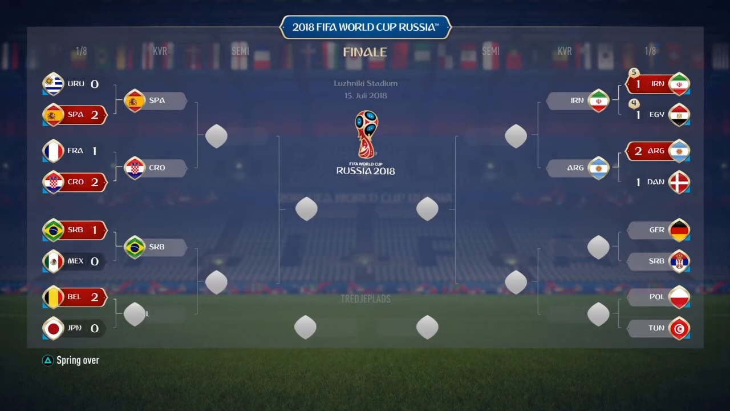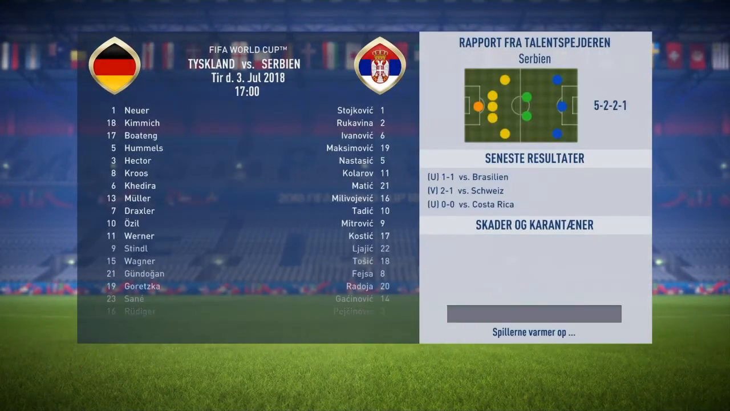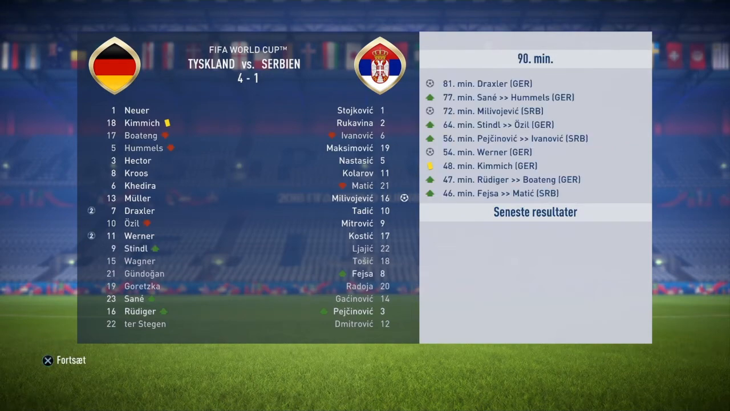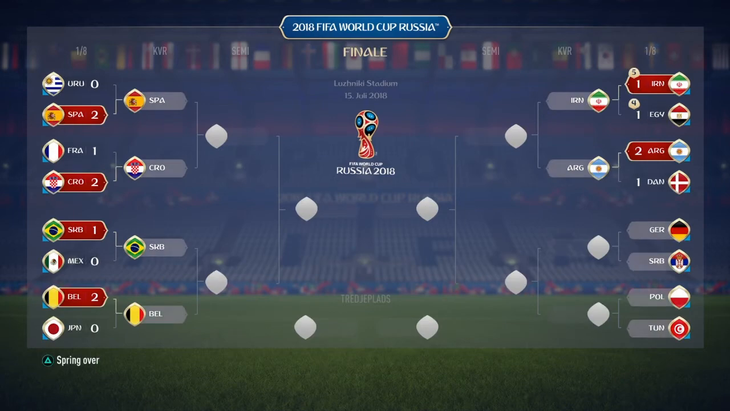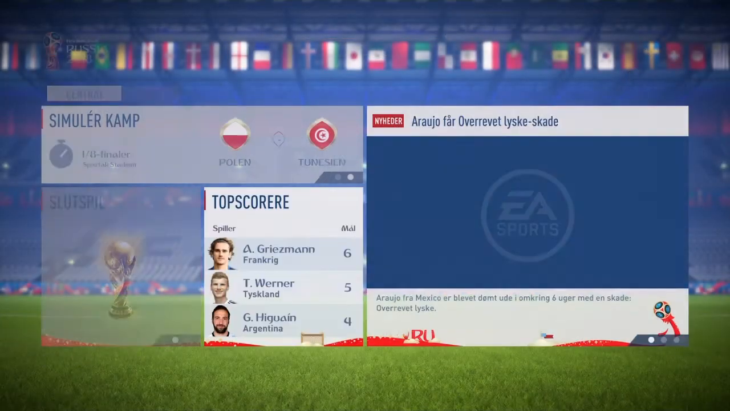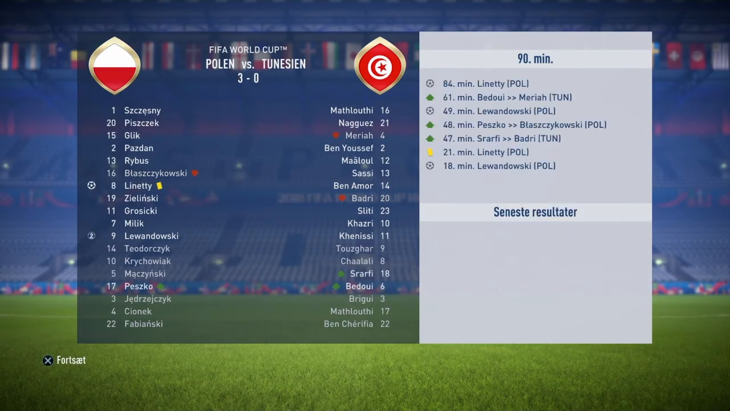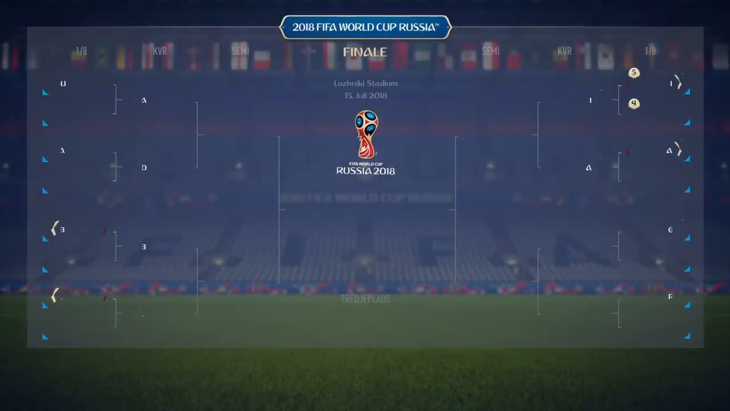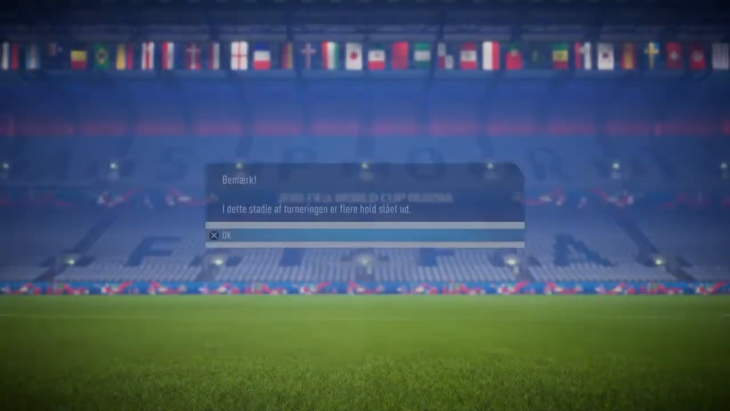The last quarterfinal we have to be deciding now. First, Germany against Serbia. What will that game bring? 4-1 victory to Germany. 2 goals from Draxler, 2 goals from Timo Werner. Let's just skip this. Get to the Poland-Tunisia game. Tunisia went through. No surprise for me. Poland went 3-0. And that means we have the last quarterfinal, which will be Germany against Poland. So it's Spain against Croatia, Brazil against Belgium.